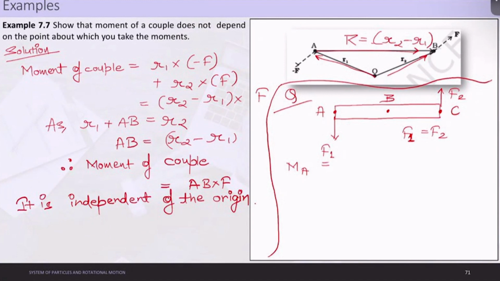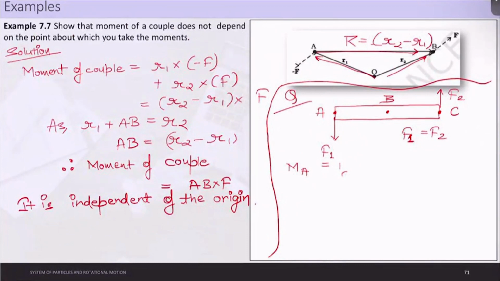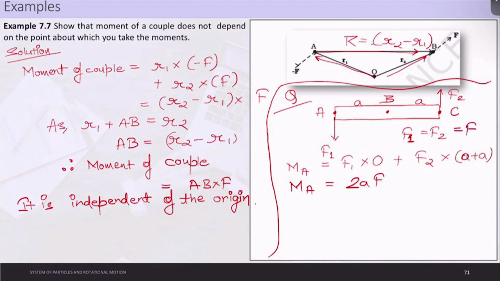Okay, so for force F1, what is the R value here? It is 0. And for force F2, what is the R value here? Let's say I write this as A and this as A. So this is equal to A plus A, which is equal to 2A. So therefore, what is the moment at A? Moment at A is nothing but equal to 2AF. Okay, it is clear.